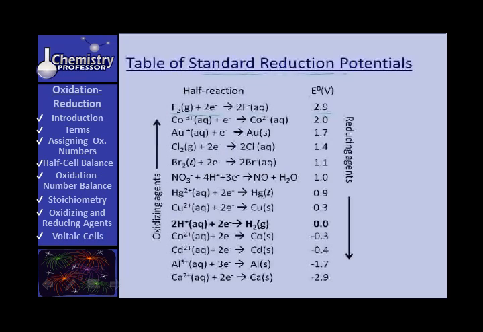Everything else below it is of a lesser ability to act in that manner. This is your strongest oxidizing agent. That's fluorine. Everything else on this side, when it reacts this way, is behaving as an oxidizing agent, but is weaker than fluorine. Fluorine can force anything below it and on the right to react. It will take the electrons away.